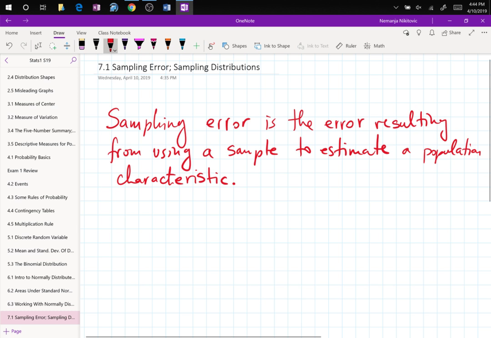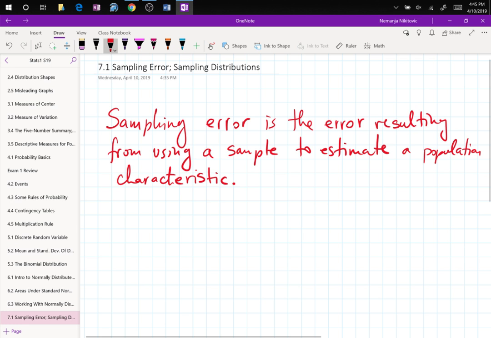So sampling error is going to be an error that results from you trying to guess something about the whole, which is the population, by looking at the sample, which is the part of the population.